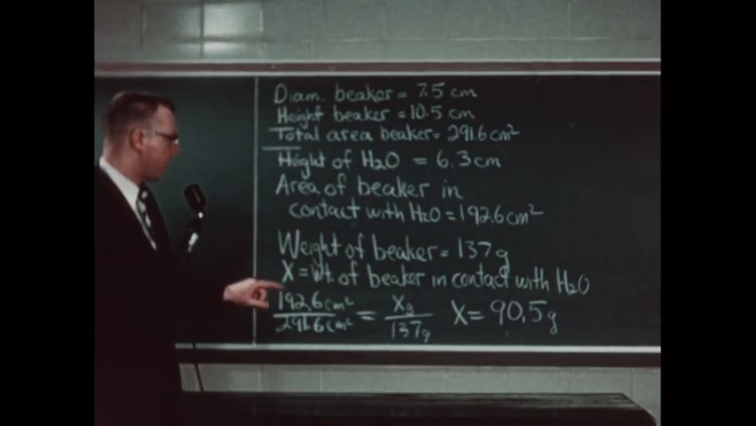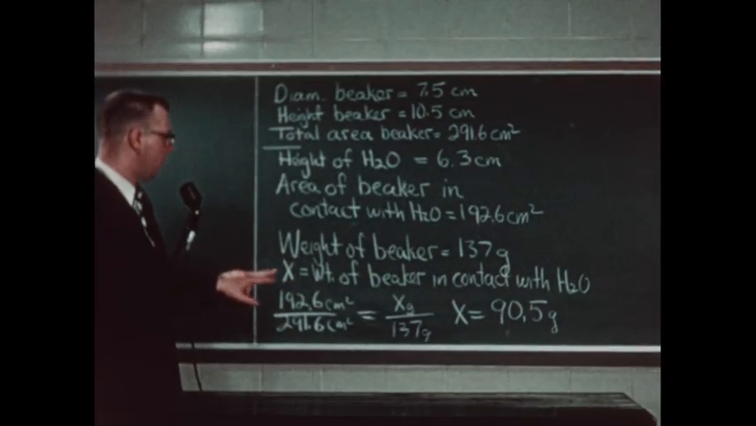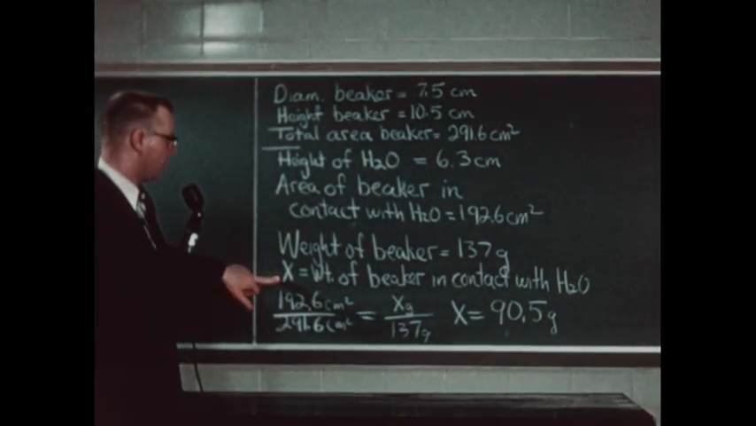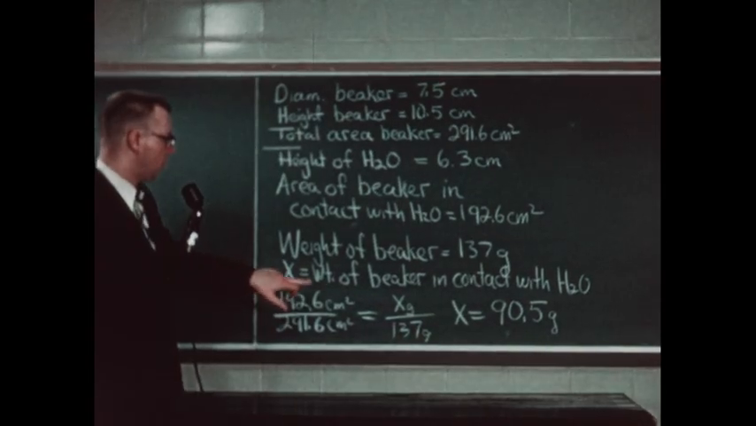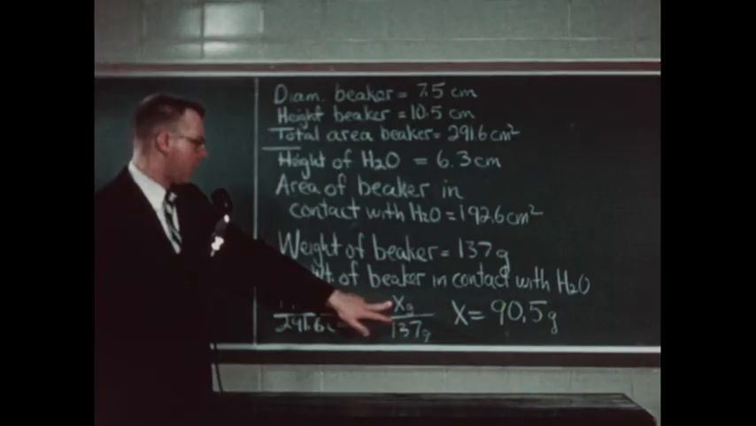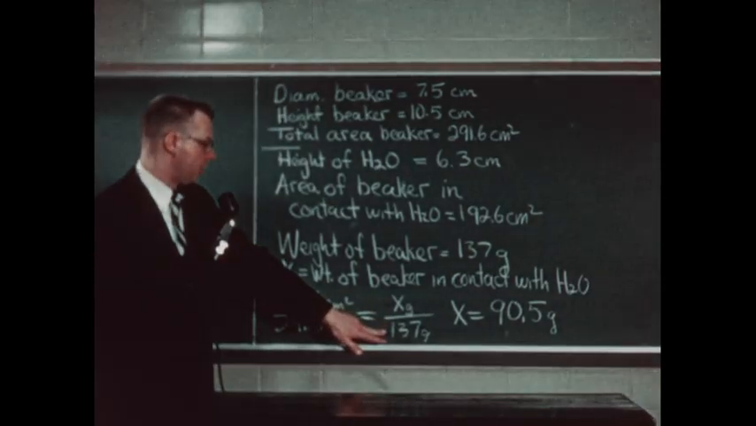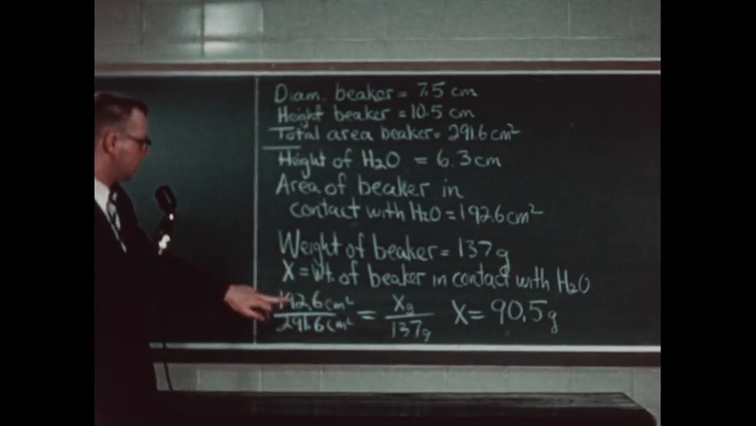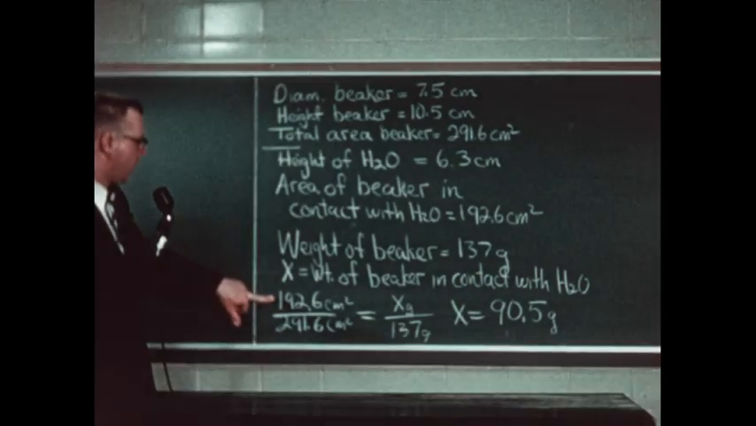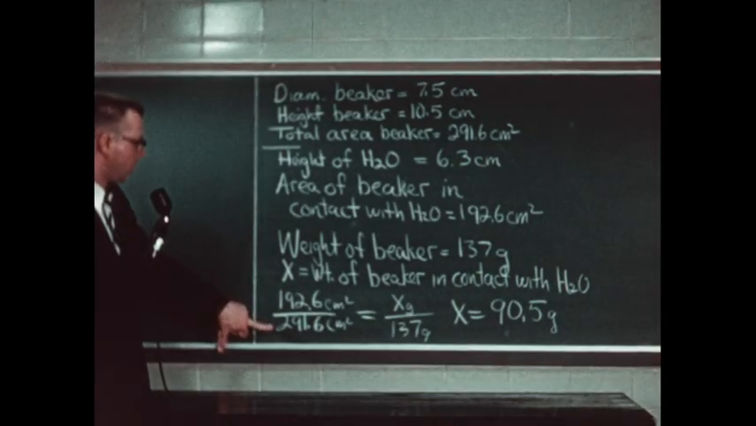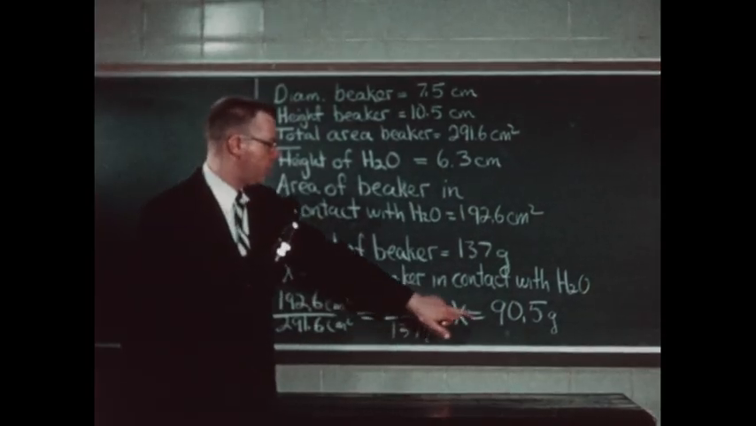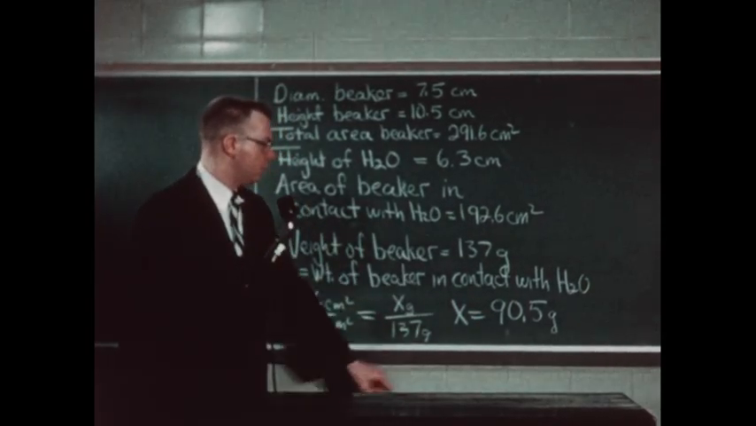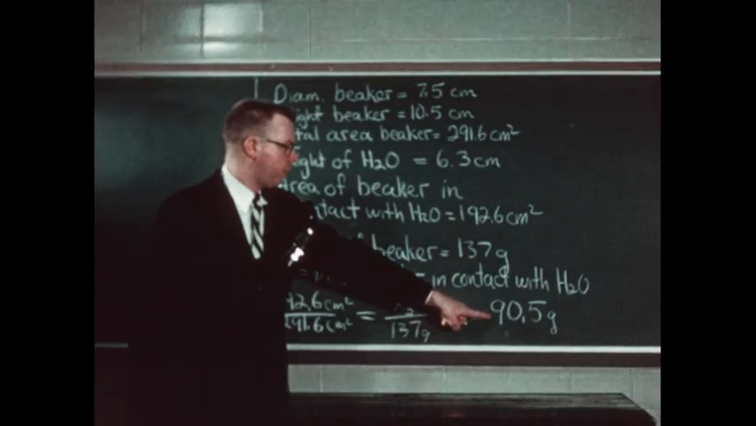And it's then a simple matter to set up a ratio and to calculate the weight of the beaker actually in contact with the water. That weight we will put equal to X. Well, the weight of the beaker in contact with the water is to the total weight of the beaker, approximately at least, as the area of the beaker in contact with the water is to the total area of the beaker. And solving this equation for X, we find that the weight of the beaker in contact with the water is about 90.5 grams.